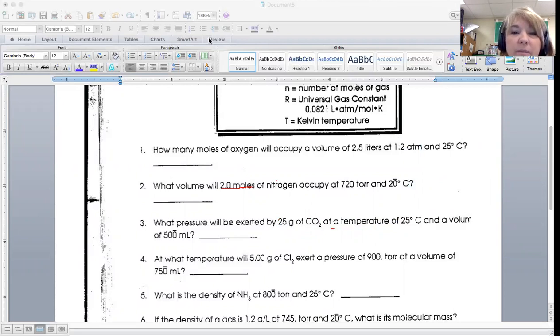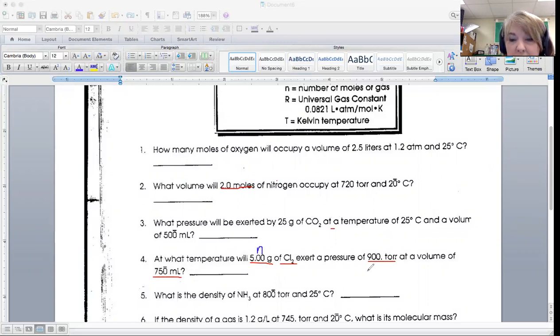And this particular worksheet that you're given, you're going to have to convert pretty much everything all the way through it. So looking at number 4, it says, at what temperature will 5 grams of Cl2 exert a pressure of 900 torr and a volume of 750 milliliters? Now, if you will go ahead and identify what variables you have, this is going to make your job a lot easier. Grams can be converted to moles. Okay, we hopefully know that at this point. So that will be your little n.